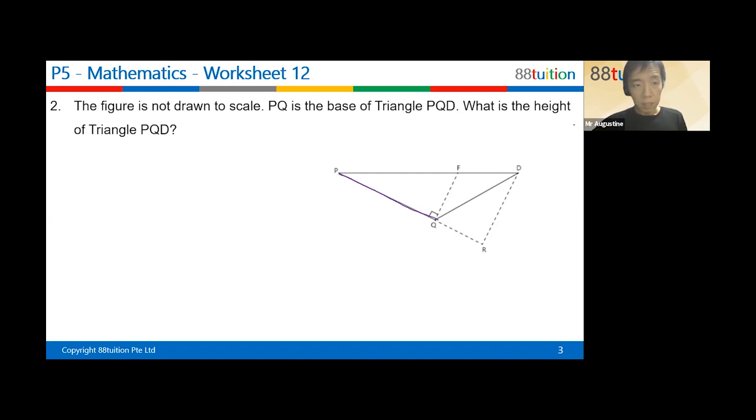Now, the question is, what is the height of triangle PQD? All right, height of triangle PQD.